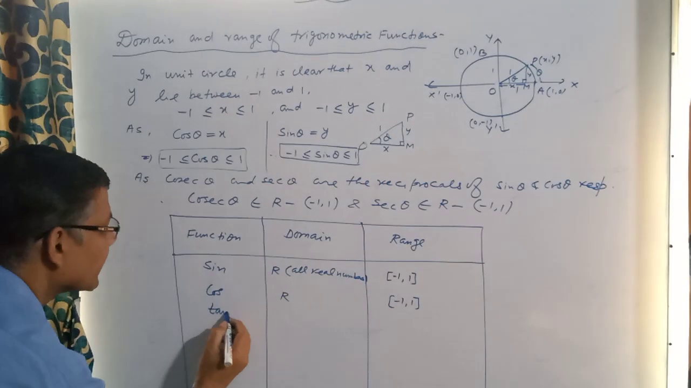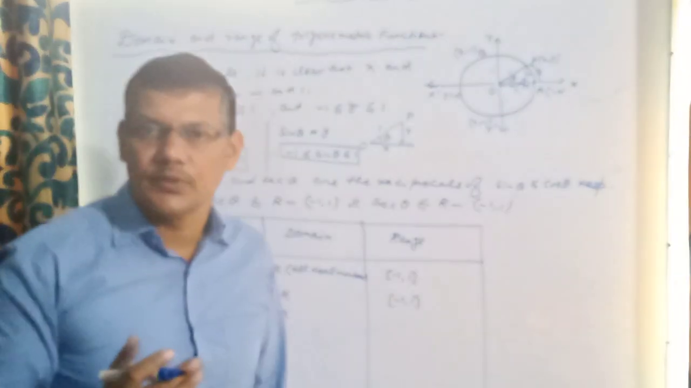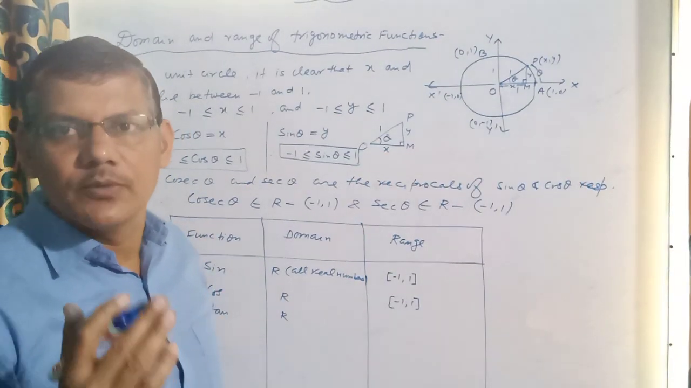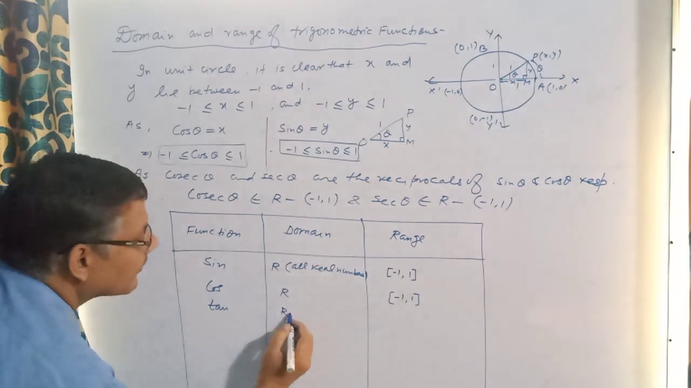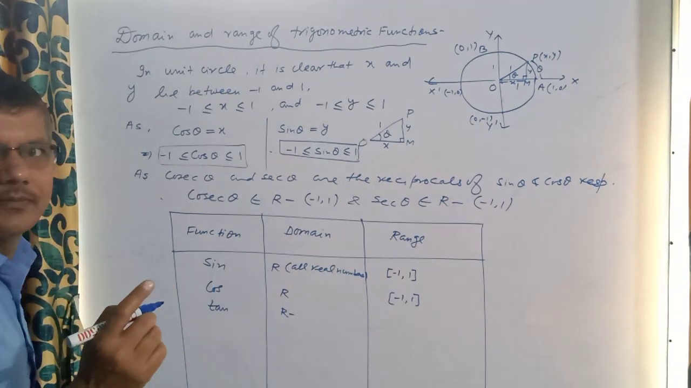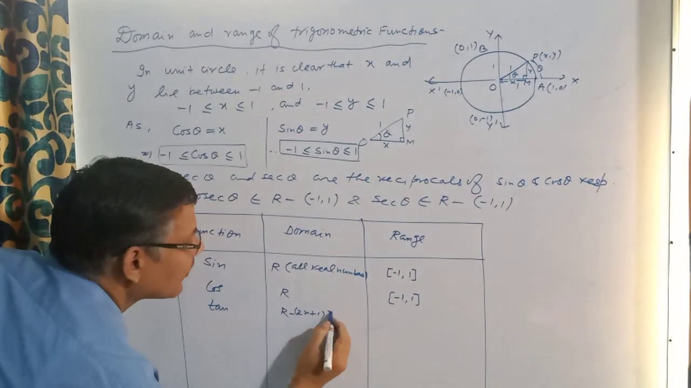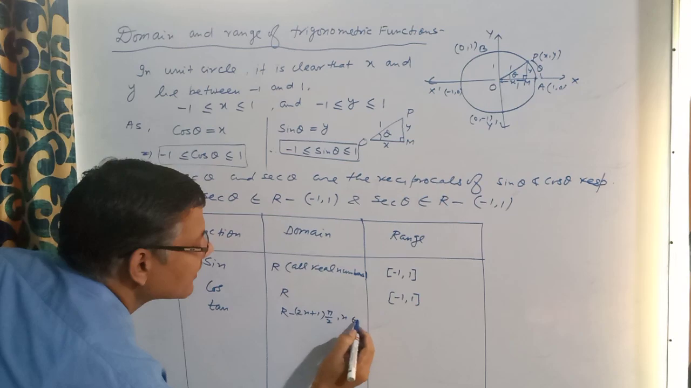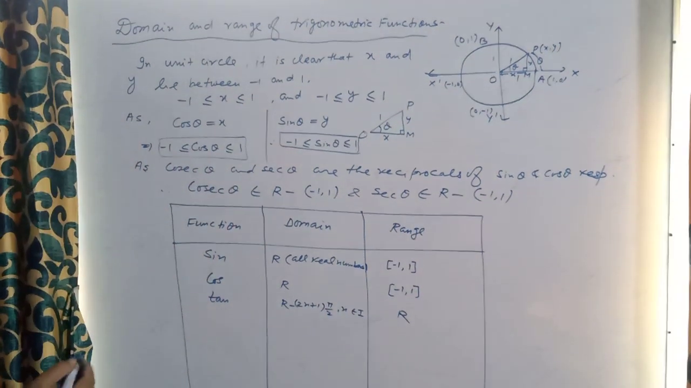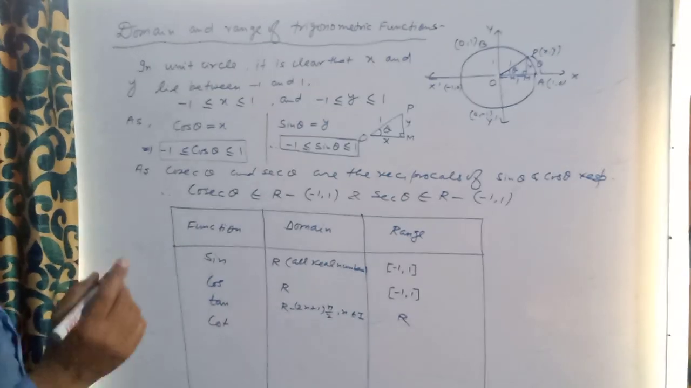Then when I take tan, tan means sin theta by cos theta. So in the denominator there is cos theta, and that can never be equal to 0. So we write R minus those values where cos theta is 0, that is odd multiples of pi by 2. So I write (2n plus 1) pi by 2, where n is any integer. The range can have any value. Now cot, as you know, cot theta is cos by sine.